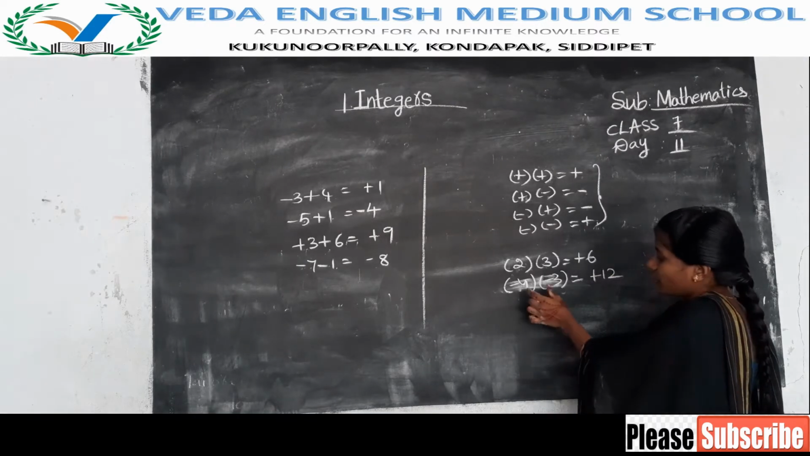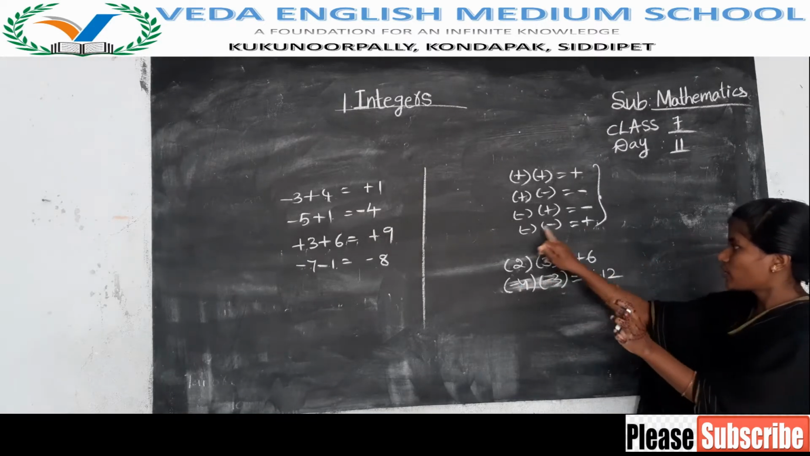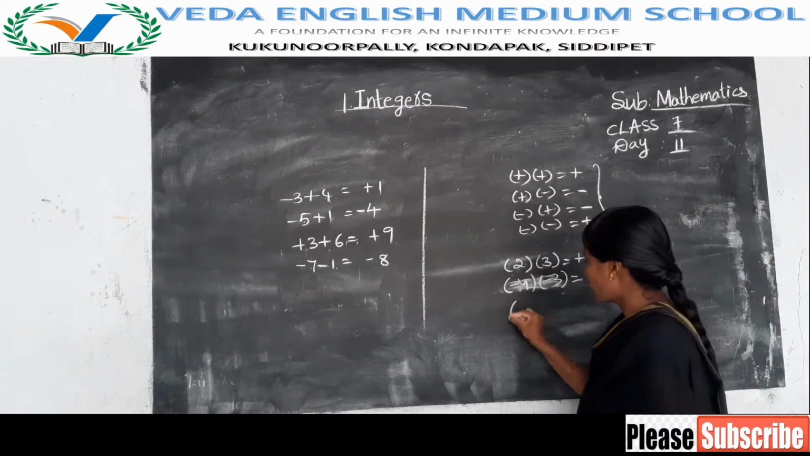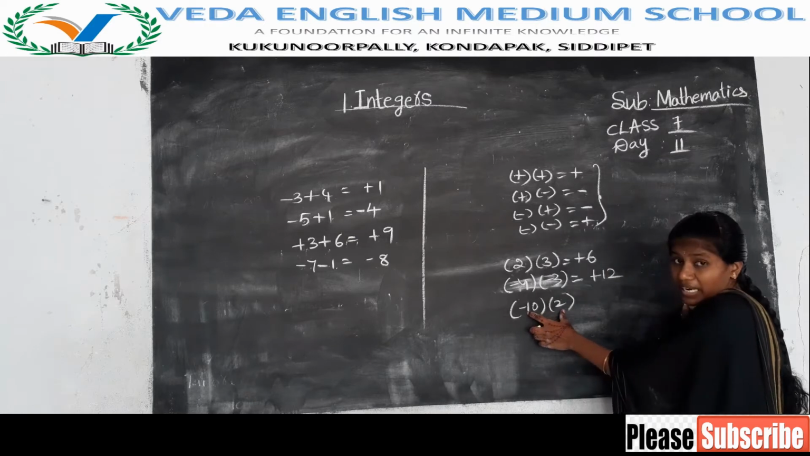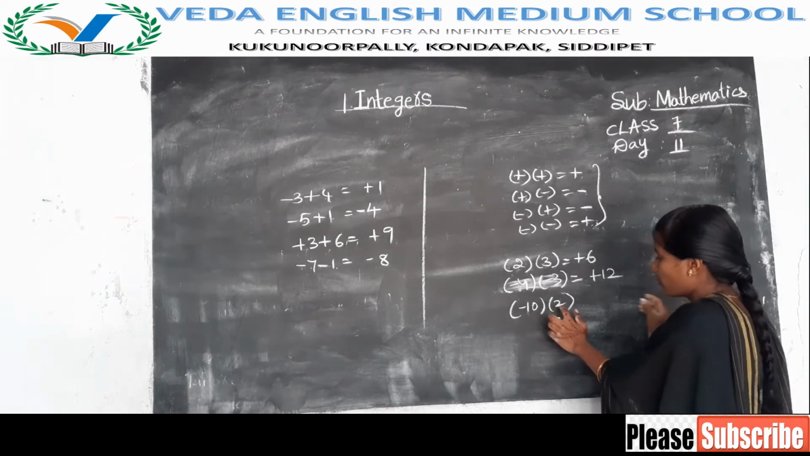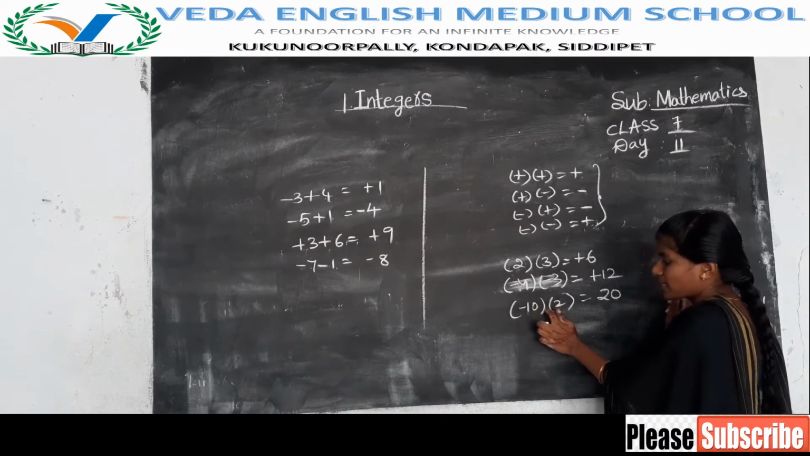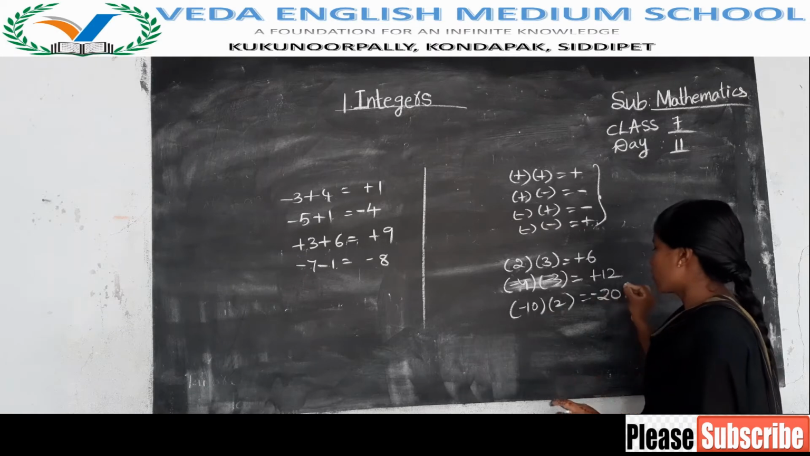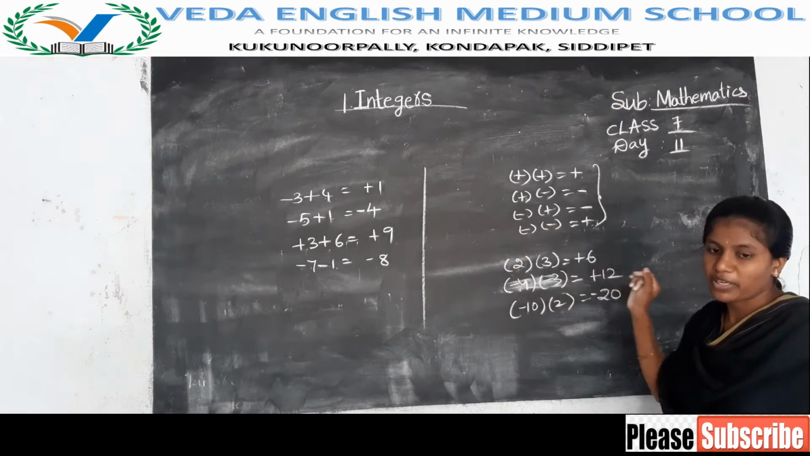Minus into minus gives plus. If you have like this, minus 10 into 2, two integers are in brackets. The relationship between these two numbers is multiplication. So you have to multiply the numbers first. 10 2s are 20. It is minus, it is plus. Minus into plus, minus. Like this. You have to remember this: addition of integers, multiplication of integers.